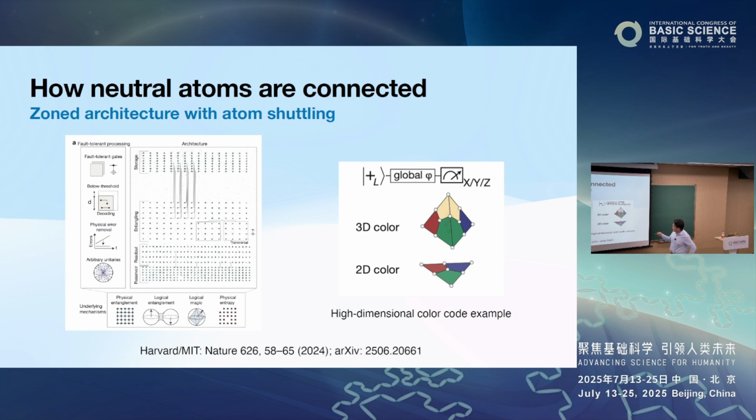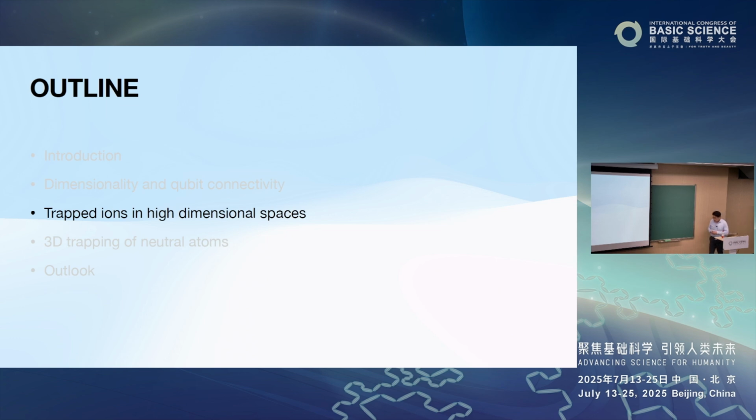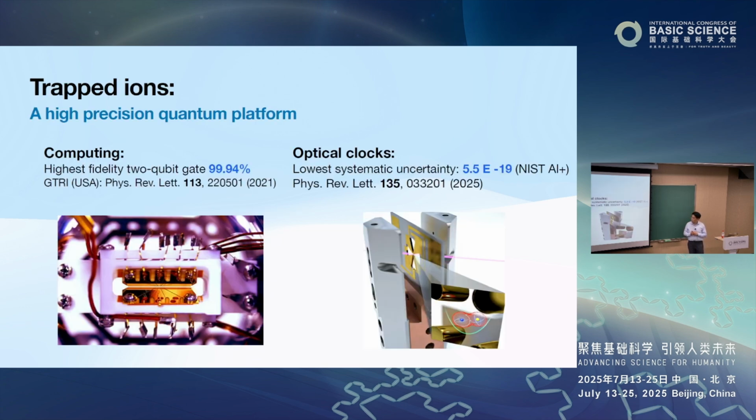And by moving the atoms around, you can put error correction codes in higher dimensions. Shown as an example, you can have the 2D color code and 3D color code. Given that background, I would like to share with you some of our previous work encoding quantum information in trapped ion systems in high-dimensional spaces. Of course, this is not a real physical dimension, but the way that the qubits are connected. So, I'll show you how to do that.